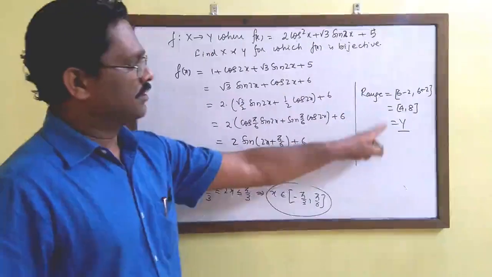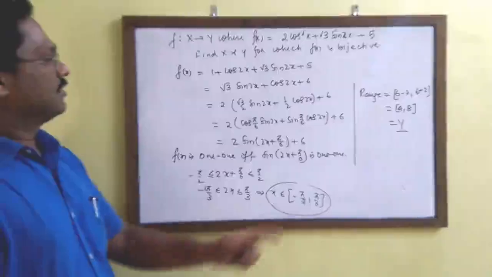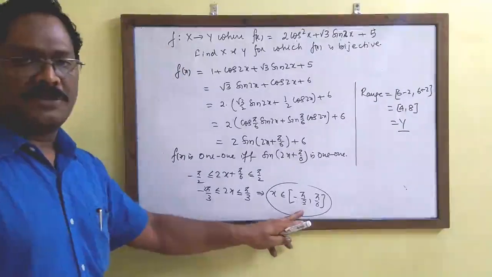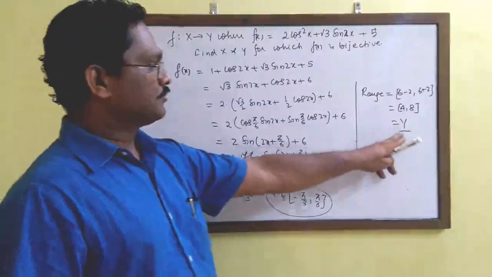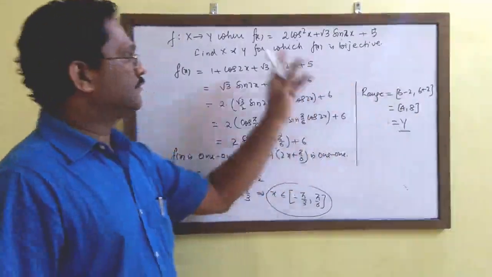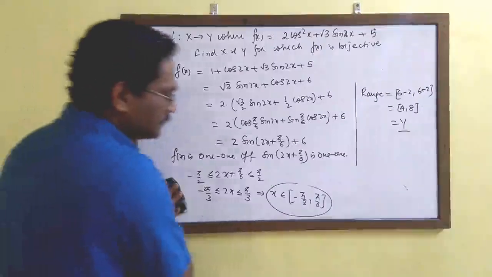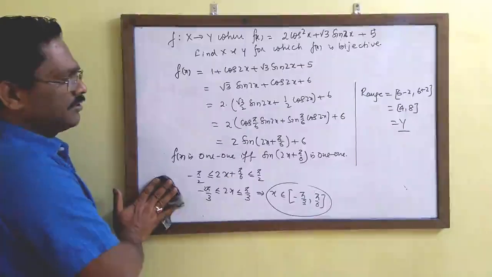So if range is equal to the codomain, then only the function becomes an onto function. So x is minus pi by 3 to pi by 6, whereas y should be 4 to 8 for this function to be 1-1 onto, that is a bijective function. Let's take up another example.